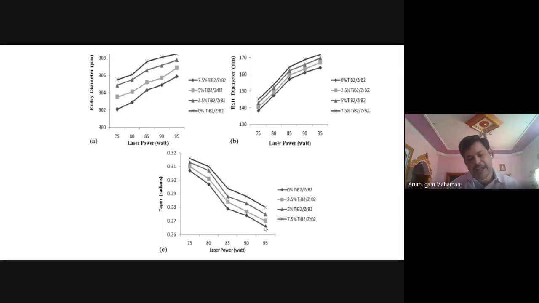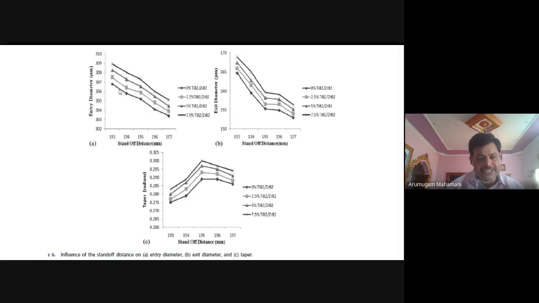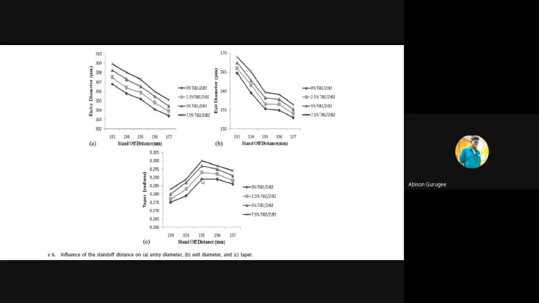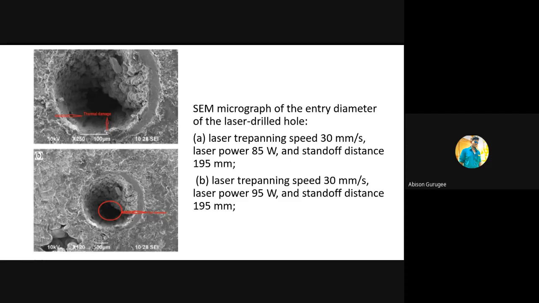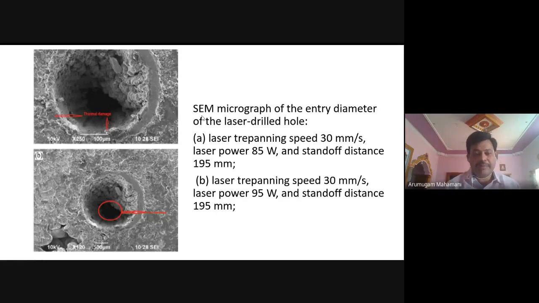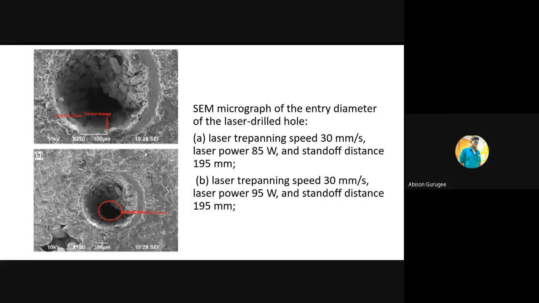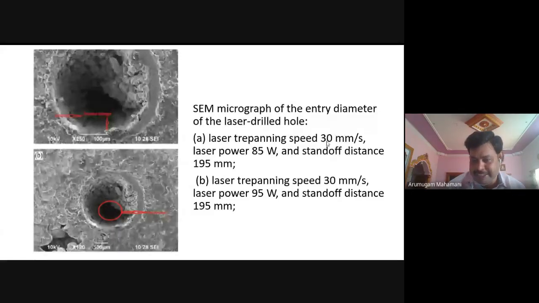All the mechanism is very clearly described in that paper. Then again, as standoff distance increases, the entry diameter decreases, and the exit diameter also decreases. But for the standoff distance, you look at that, the taper is increasing up to a standoff distance of 195, and later on it is slowly decreasing. This is the microstructure available for the optimal drilling condition: laser trepanning speed of 30 mm per second, laser power of 85 watt, and standoff distance of 195, picture A.